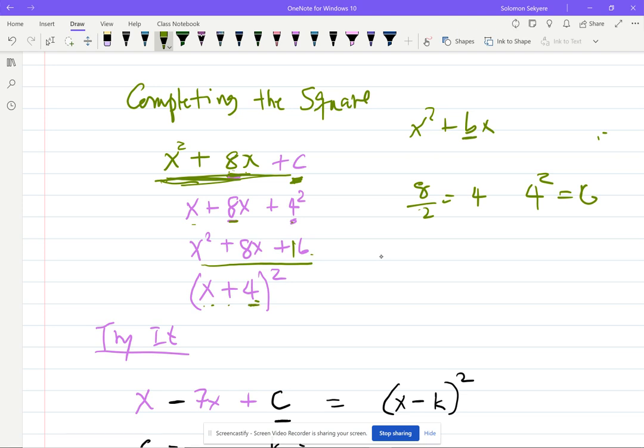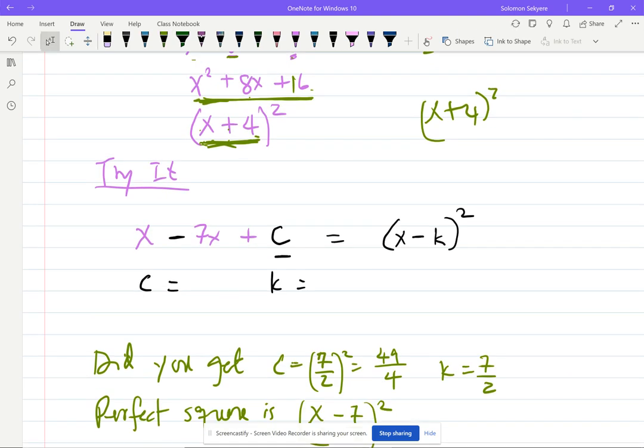What number do you put here? Not the 8. It's x plus half of this coefficient, squared. This whole thing is that one. Cool? If you expand (x + 4)², you are going to get this. So remember, when you get to this point, it is x plus half of this coefficient, in parentheses, squared.